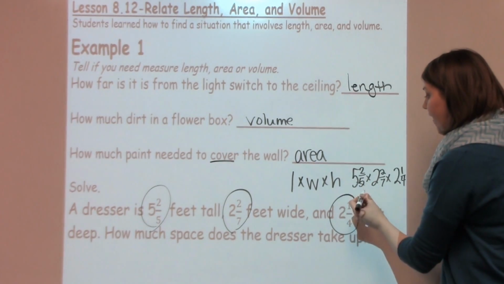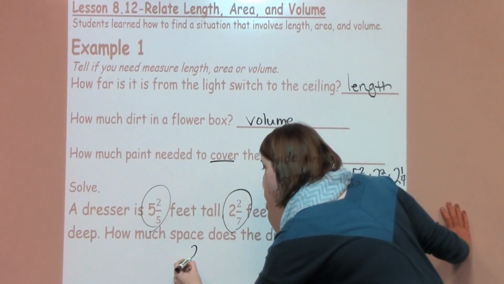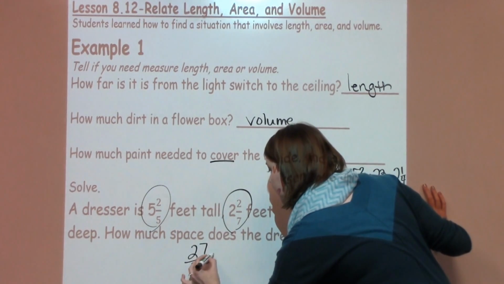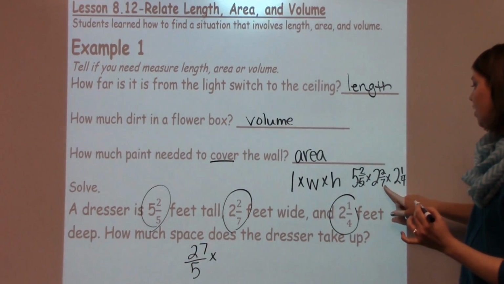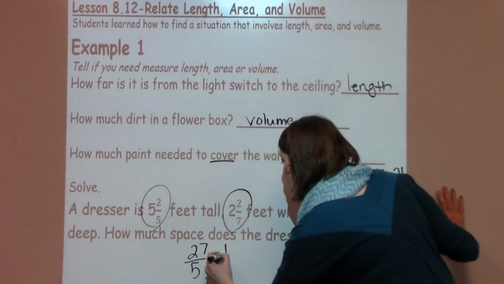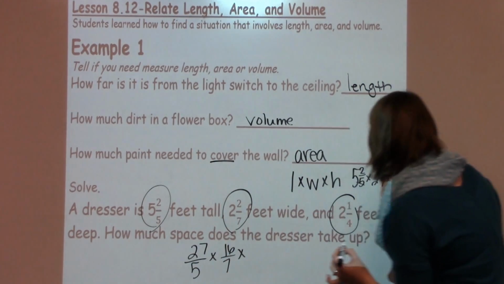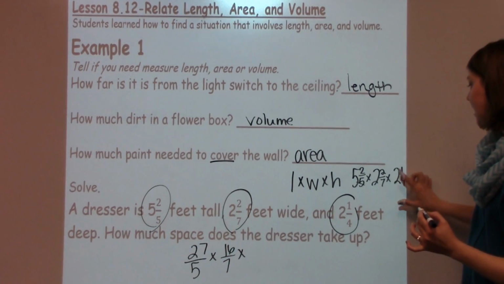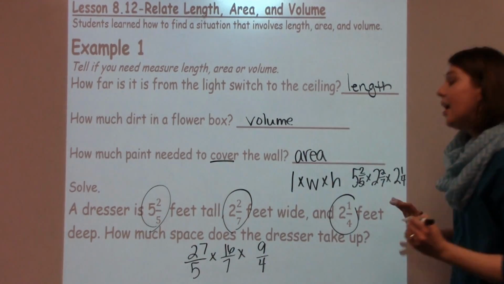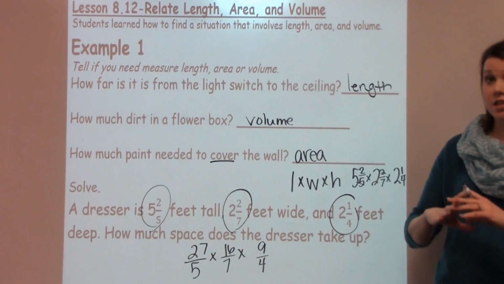I know 5 times 5 is 25, plus 2 more is 27, so I've got 27 over 5 times 2 times 7 is 14, plus 2 more is 16. I've got 16 sevenths times 2 times 4 is 8, plus 1 more is 9. I've got 9 fourths. Now students will also know that you cannot multiply 3 numbers together, so you have to make it into smaller groups.